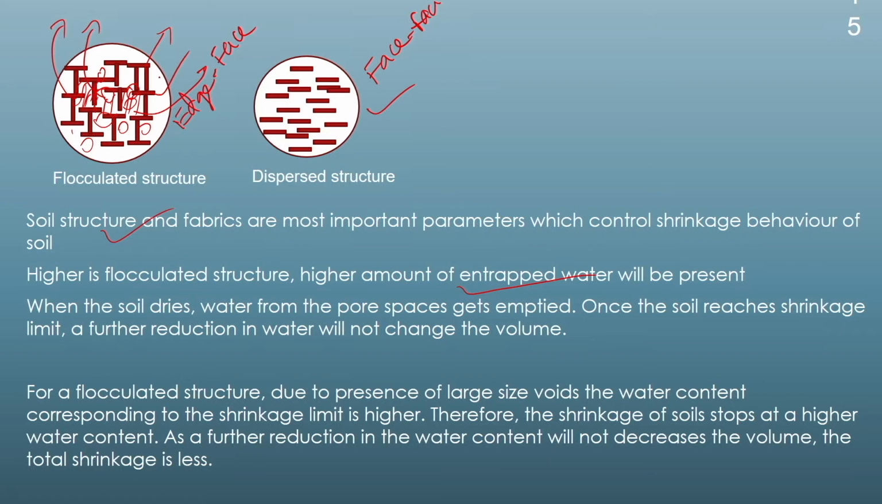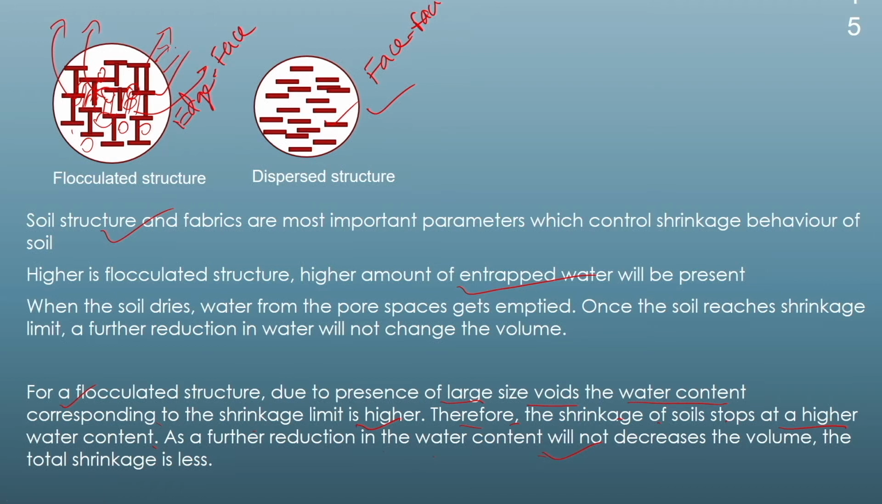So, therefore, at a higher water content, the desaturation of the soil will start taking place. Therefore, the shrinkage limit of this soil will be higher, and since the shrinkage limit of this soil will be higher, the shrinkage of this soil will not take place further from this shrinkage limit, and the total shrinkage of this soil will be less. Therefore, for a flocculated structure, due to the presence of larger size voids, the water content corresponding to the shrinkage limit is higher. Therefore, the shrinkage of the soil stops at a higher water content, as a further reduction in the water content will not decrease the volume of the soil, and the total shrinkage will be less.